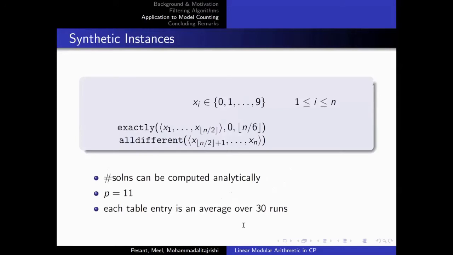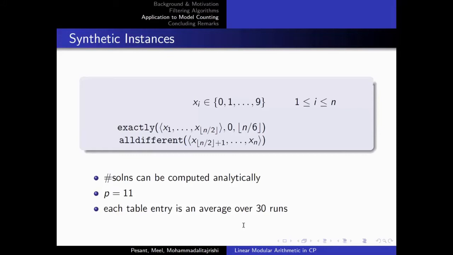Okay, so we run some experiments, first on synthetic instances. So we define a problem. We've got n variables, domain, the digits 0 to 9. 2 constraints that don't overlap. An exactly constraint on the first half of the variables, saying that value 0 should appear 1/3 of the time in that half. And an all different constraint on the second half of those variables. Now, because of the very clean nature of this CSP, we can actually compute the number of solutions analytically, exactly. So we have something to measure up against.